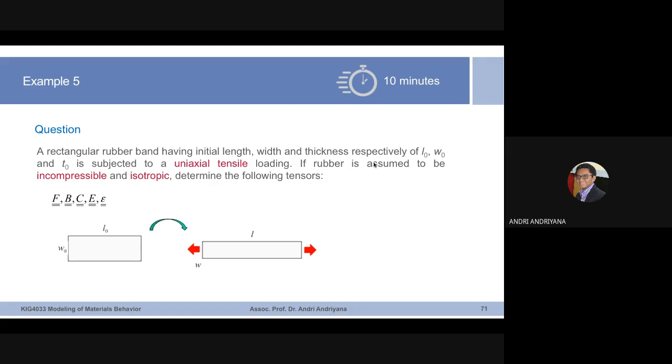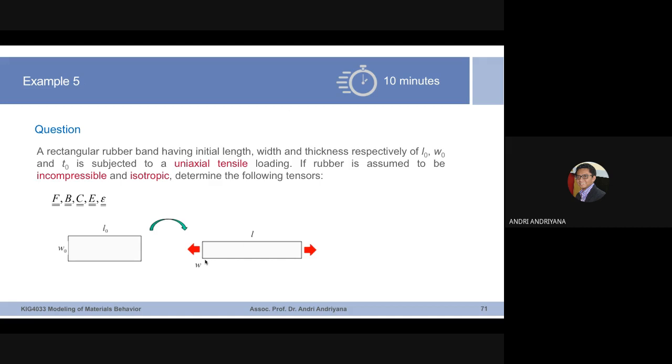What is the difference between this example and the previous example, which also dealt with a rubber band? Here, there is no restriction of constant thickness. If you remember, in the previous example we stretched it and the deformation occurred at constant thickness. This one is not constant thickness. You only stretch the material along the length and allow the material to contract along the thickness and along the width. Similar to the example that we did last week, the rubber is assumed to be incompressible and isotropic, so determine the following tensors.